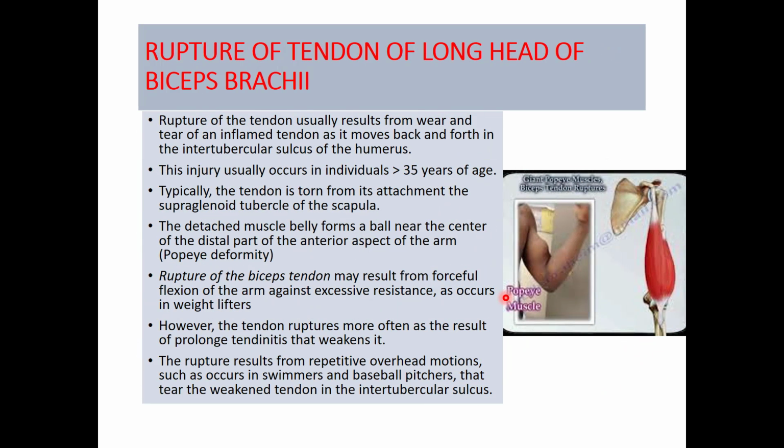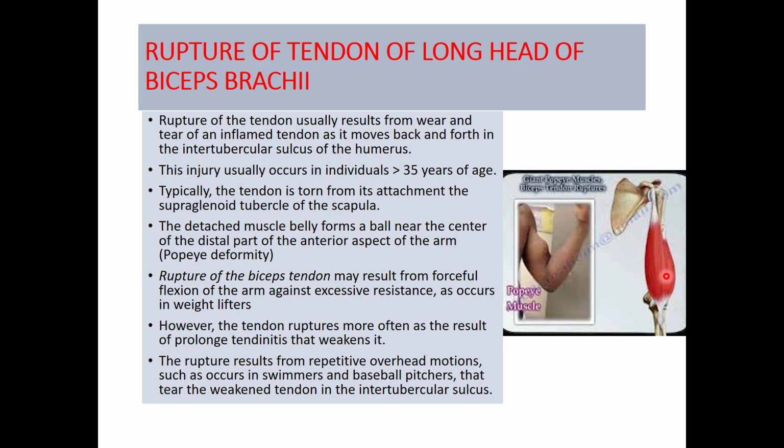Then there can be rupture of the tendon of the long head of the biceps. The rupture of the tendon usually results from wear and tear of an inflamed tendon as it moves back and forth in the intertubercular sulcus of the humerus. This injury usually occurs in individuals who are more than 35 years of age. Typically, the tendon is torn from its attachment, the supraglenoid tubercle, where the long head of the biceps is attached.